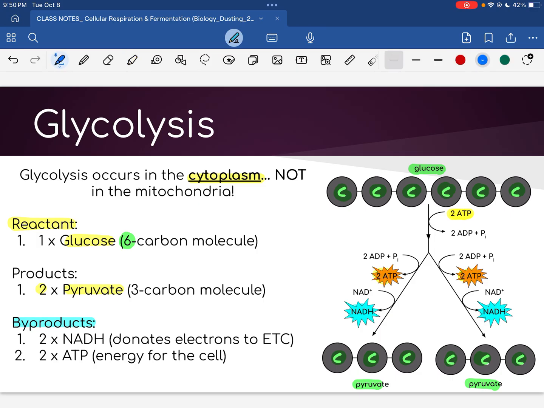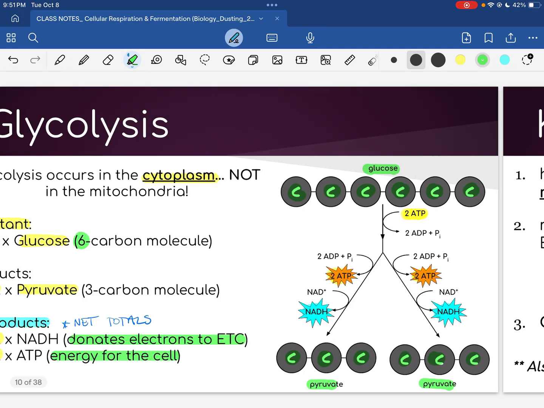So the net totals, actually let's put them up here. The sum of everything that was used and produced is 2 NADH and 2 ATP. These NADH are going to donate their electrons to the electron transport chain, whereas the ATP is energy for the cell. The cell can use that ATP for energy right away.